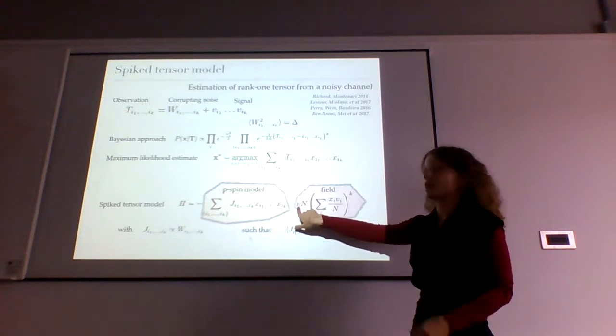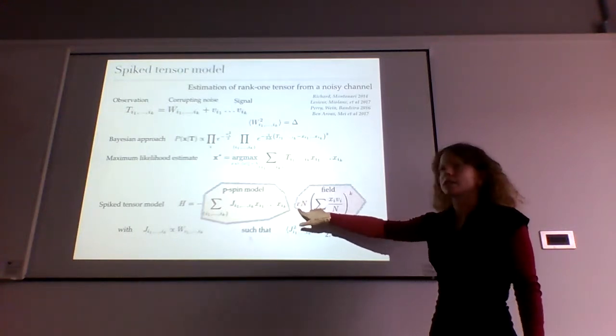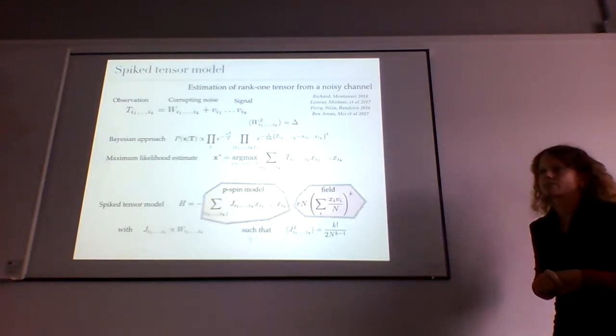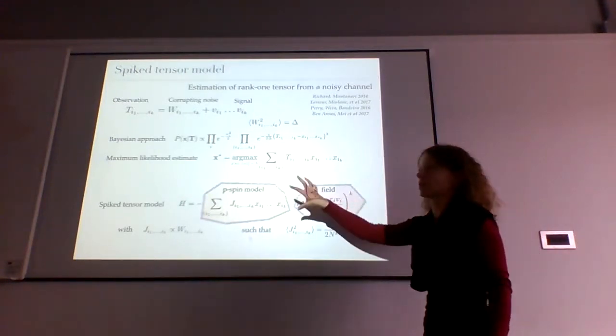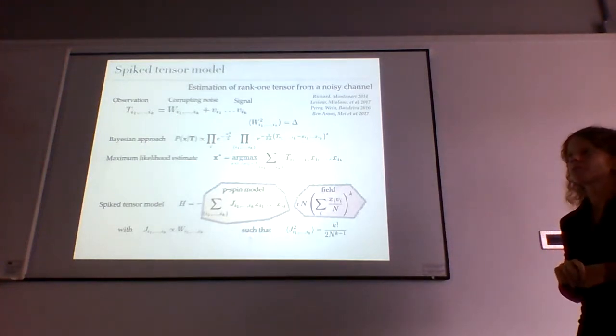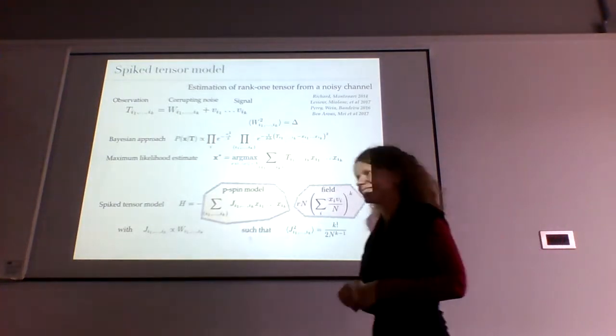And pay attention, this R here is called the signal-to-noise ratio and will contain the original variance of the noise, because I reshuffled the prefactor in this way. Is that clear? That's the inference thing.